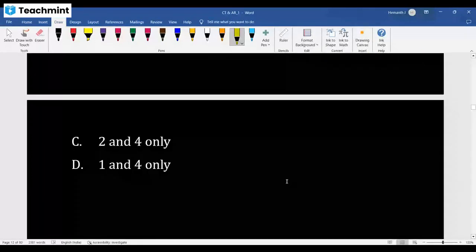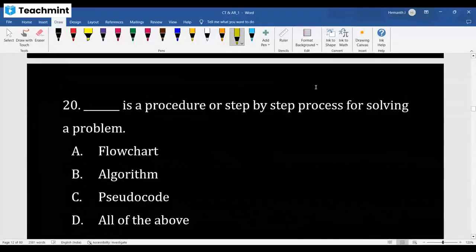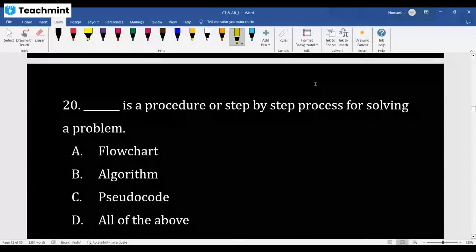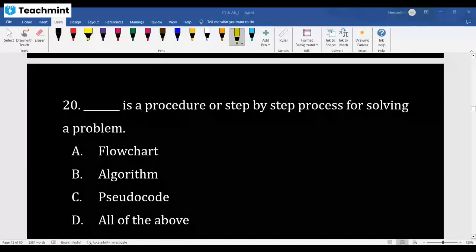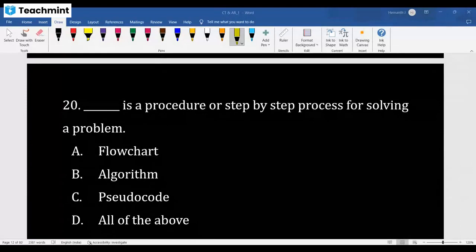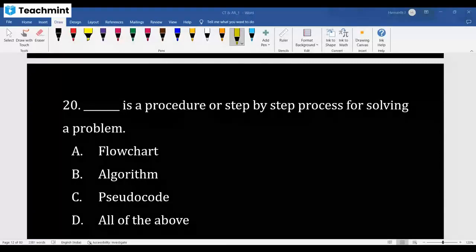Next one. Now, dash is a procedure or step-by-step process for solving a problem. Which one is a procedure or step-by-step process for solving a problem? Mention question number, then answer. This is the 20th question. Clearly check once. Read the entire options while responding. Dash is a procedure, a step-by-step process for solving a problem: all the above.